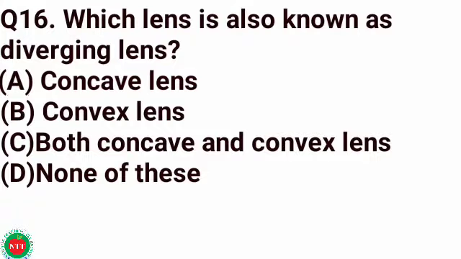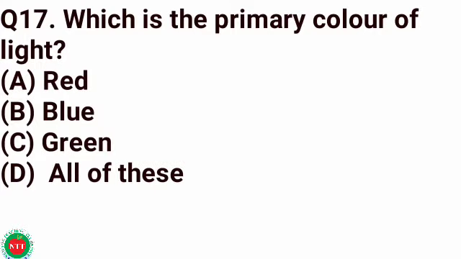Question number 16: Which lens is known as a diverging lens? Concave lens, convex lens, both concave and convex lens, none of these. And the right answer for this question is concave lens.